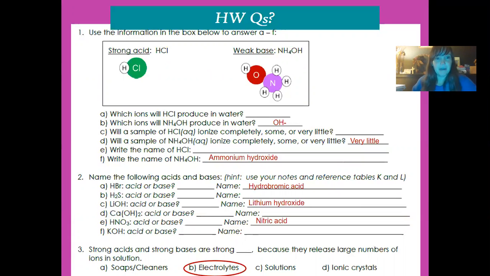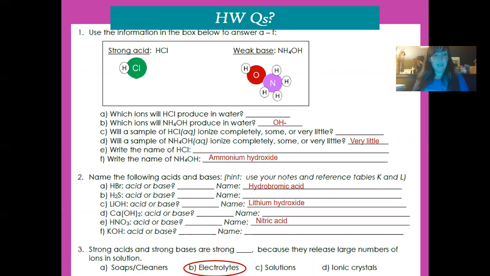And then for part F, the name, I found those two ions on the table E, selected polyatomic ions, but I also happen to know them, but they're just called ammonium and hydroxide, so ammonium hydroxide. For number 2, naming acids or bases, either you can find these on your reference table or you can use the rules we learned in class.